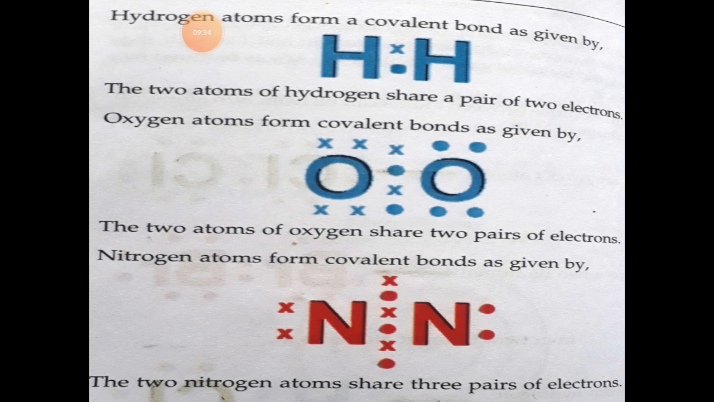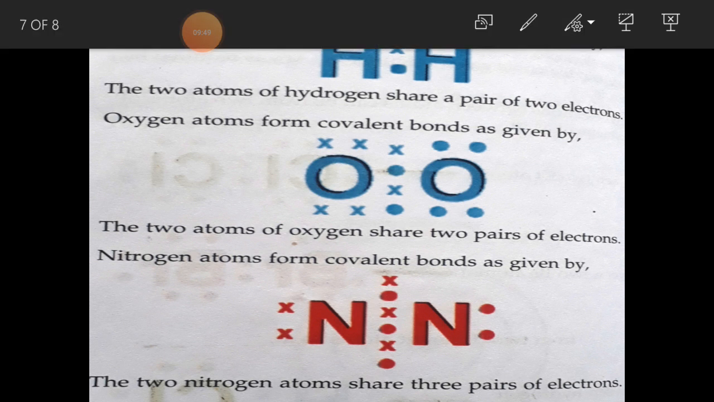Similarly, nitrogen atoms form covalent bonds, and we call them triple covalent bonds. They are formed by the sharing of 3 electron pairs between 2 atoms, in which each atom contributes 3 electrons. The 2 nitrogen atoms share 3 pairs of electrons.